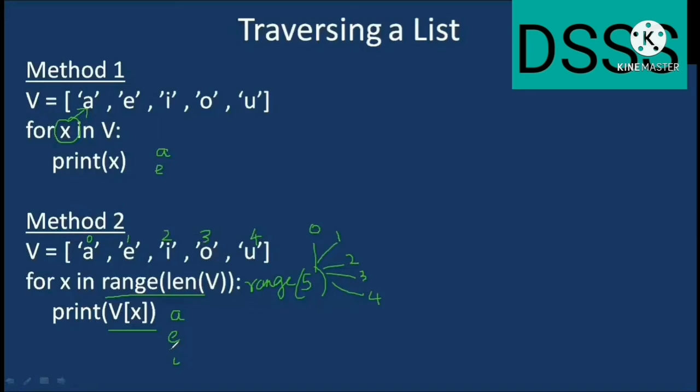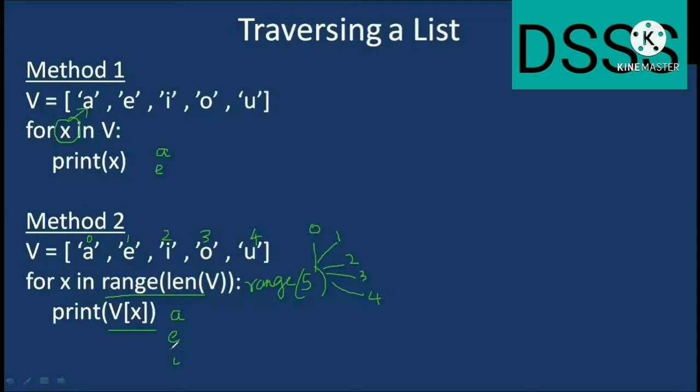Correct? So x takes 0 first. Sorry, first it takes 0. And now we are saying print v of 0. Then the element at 0, which is a, then e, i, o, u. Remember, both methods are okay.